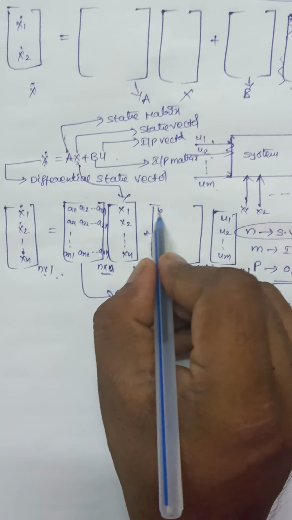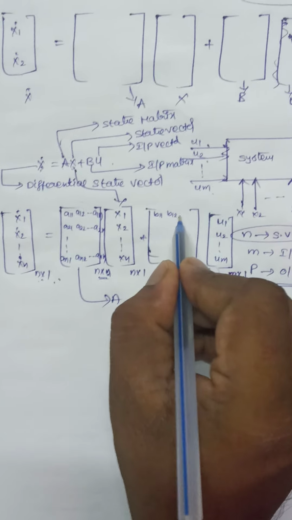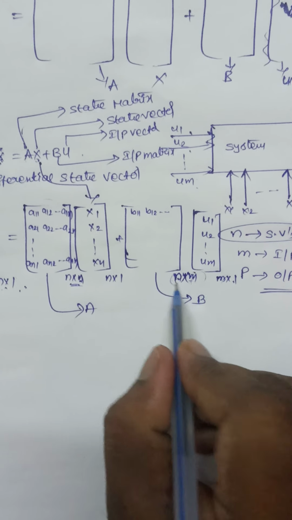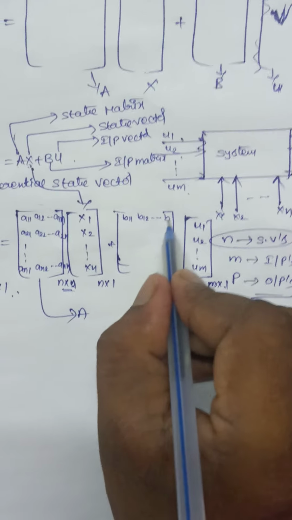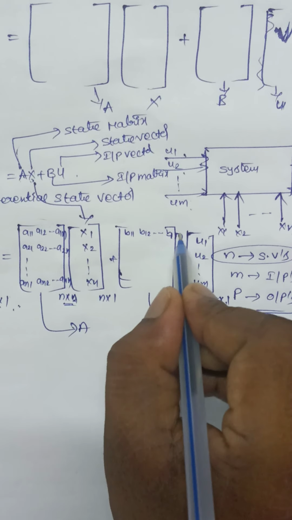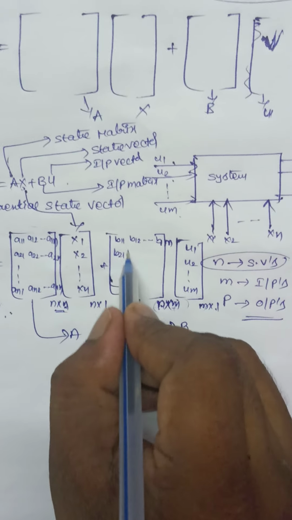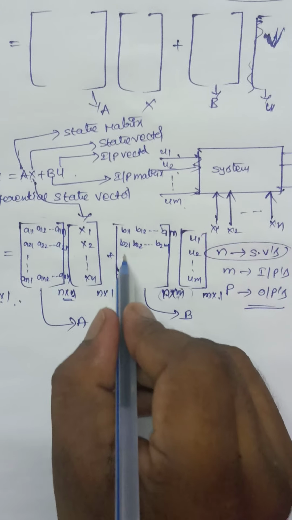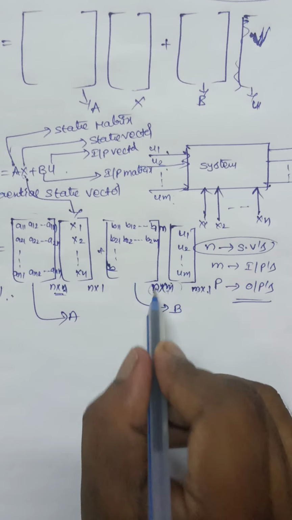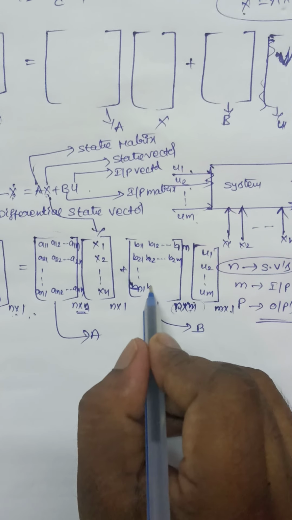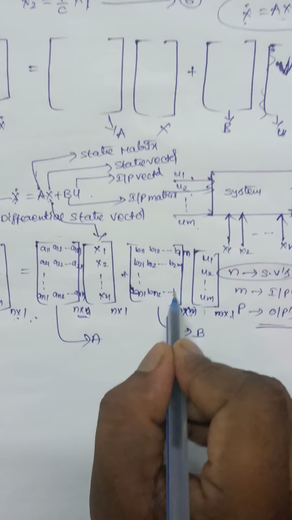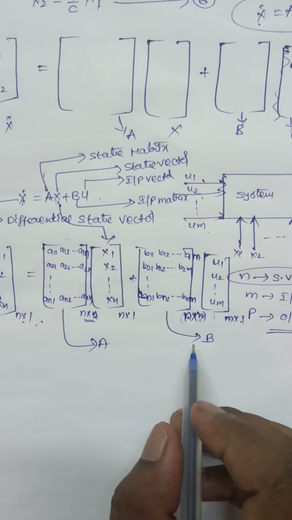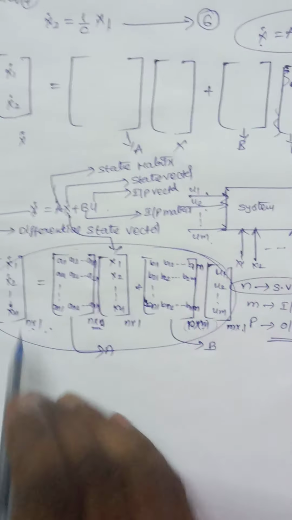Here B11, B12, up to, how many elements are there? Number of rows are N, number of columns are M here. So it is B1M. Next B21, B22, up to B2M. Next, how many up to the nth row here? Bn1, Bn2, up to BnM. So BnM. Okay, so this is how we can represent the state equation.